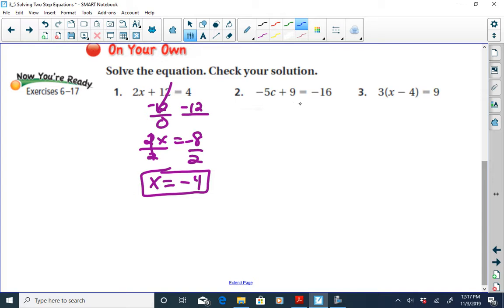Alright. Next example, negative 5 times the number c plus 9 is equal to negative 16. We want to do the inverse of those operations. So we're going to subtract 9 from both sides of the equation. It's going to be 0. Negative 5 times c is going to be equal to negative 16 and negative 9.